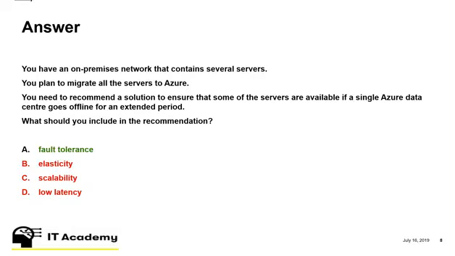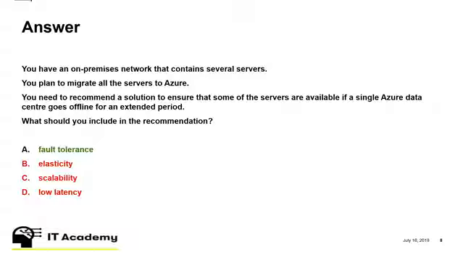What they want is a platform that's going to ensure some of the servers are available if a single Azure data center goes offline. So we're not having to build out the exact solution here. In the real world, we would use availability zones or maybe global traffic manager or Azure Site Recovery to do that. But each of those technologies is an example of a fault tolerance capability of Azure.